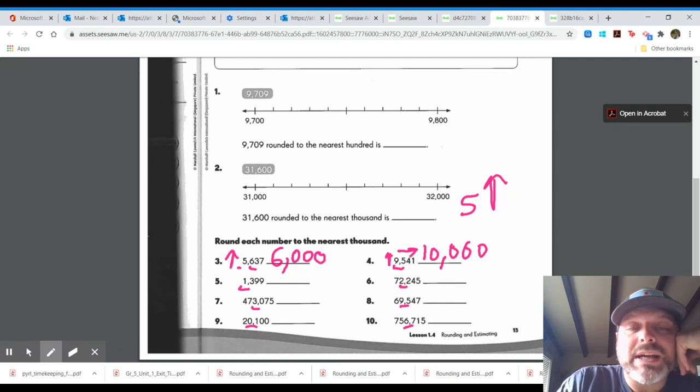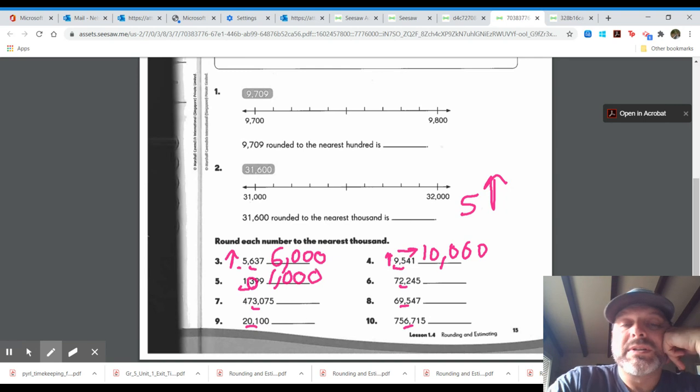Here's number 5, 1,399. So I always look at the 1 and the 3, so it's like a 13. And your question is, is 13 closer to 10, or is that 13 closer to 20? 10 or 20? 10. 10, right. So we're going to make that a 10. All the rest of them become zeros. So 1,000.